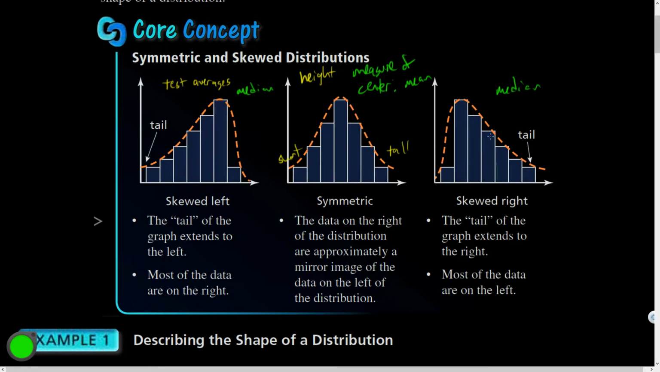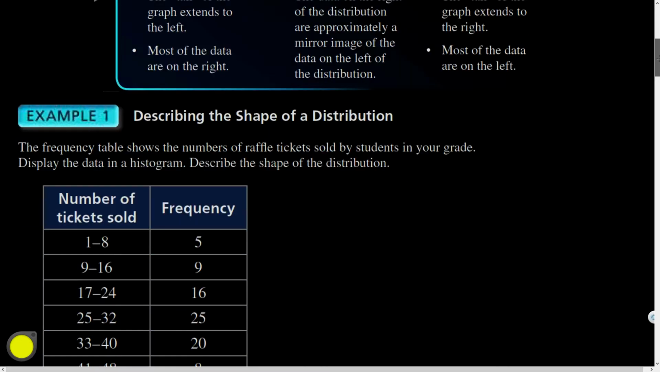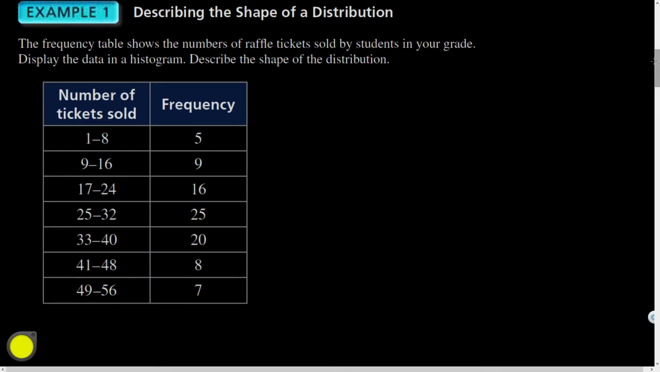All right, skewed right graph is when most of the data is on the left and the tail is to the right. Skewed right. You guys, you done got it? All right. Describing the shape of a distribution.